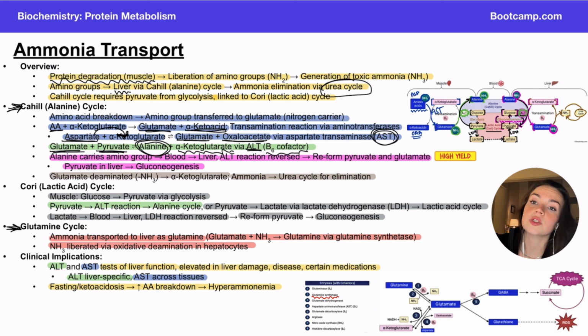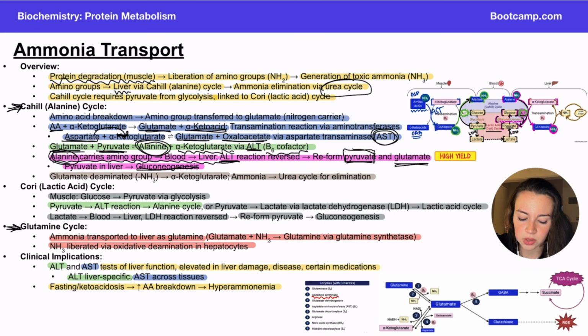And our alanine was going to be our carrier of the amino group through the blood and take us to the liver. At that point, we could reverse the reaction of ALT to reform pyruvate, which was the alpha-keto acid form of alanine, and leave us back with glutamate. The pyruvate that we left in the liver could participate in gluconeogenesis. And that glutamate that we were left with in the liver could be deaminated, and the ammonia could be put through the urea cycle to be detoxified and eliminated.